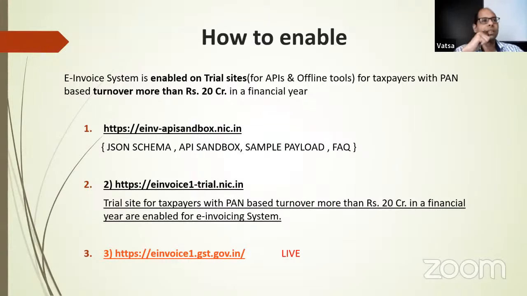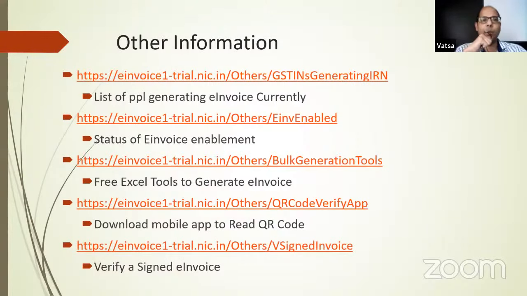Once that happens, taxpayers should go and register on these portals. And the simple way to explain it is that this is very similar to eWaybill. It is a different portal, like eWaybill. So there are these other portals. You can get the client list of taxpayers who are generating e-invoices. You can get your status. You can also view some bulk verification tools. We'll show some of these things today.